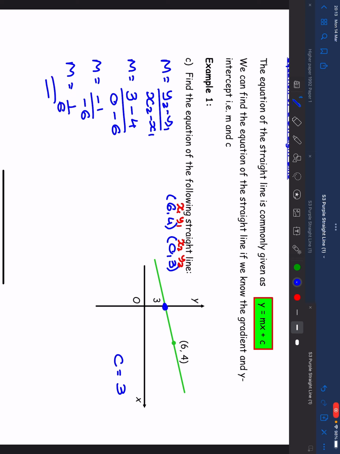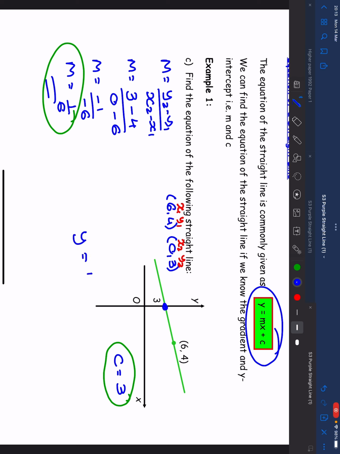So I know that the gradient is 1 over 6, and I know that the y-intercept is 3. Put it into the format y equals mx plus c. So I get y is equal to a sixth x plus 3.